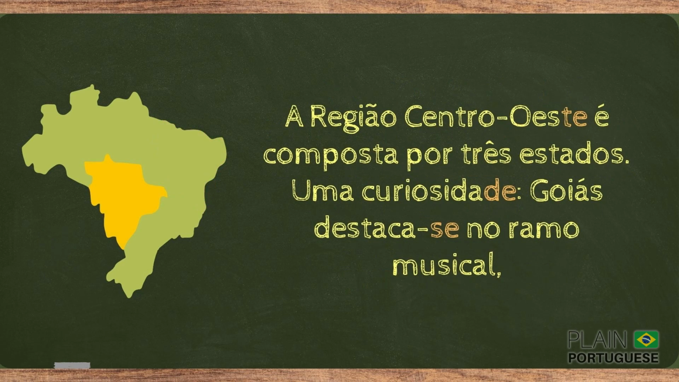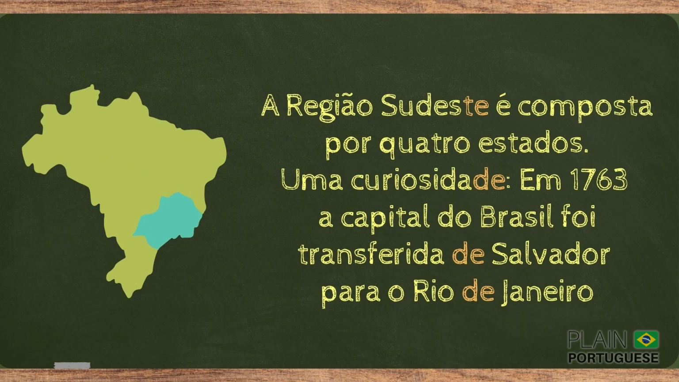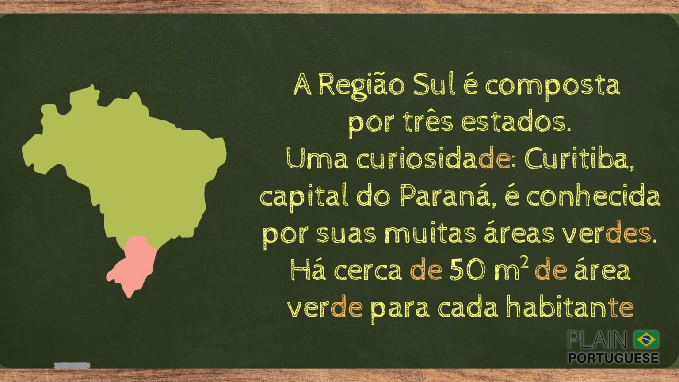A região Centro-Oeste é composta por 3 estados. Uma curiosidade: Goiás destaca-se no ramo musical, sendo o berço de inúmeros cantores sertanejos, como Zezé de Camargo e Luciano, Leandro e Leonardo, Bruno e Marrone, entre outros. A região Sudeste é composta por 4 estados. Uma curiosidade: em 1763, a capital do Brasil foi transferida de Salvador para o Rio de Janeiro. A região Sul é composta por 3 estados. Uma curiosidade: Curitiba, capital do Paraná, é conhecida por suas muitas áreas verdes, há cerca de 50 metros quadrados de área verde para cada habitante.